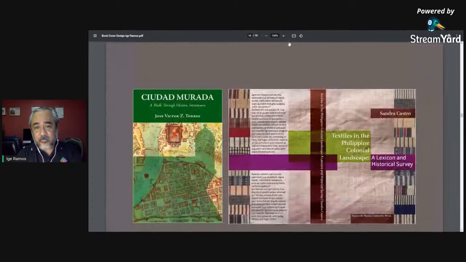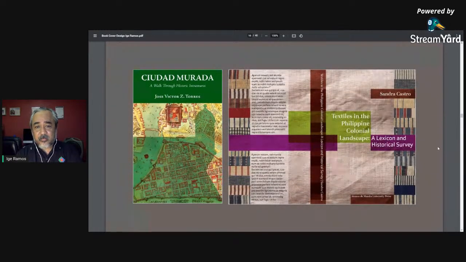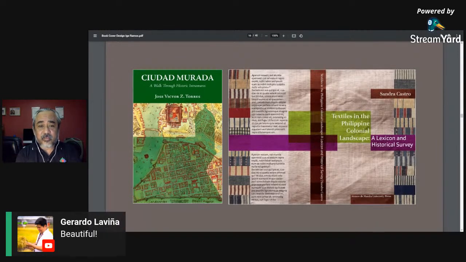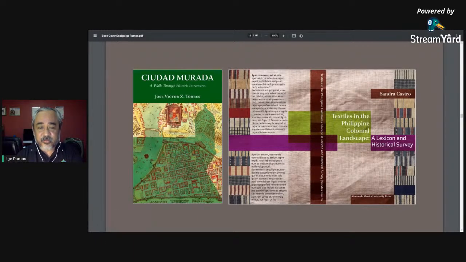Then this other book is by Sandra Castro. I designed her first book years ago, in the late 80s. She specializes in Philippine textiles. It's called Nipis, for Intramuros Administration, IA, and years later she's now based in America. Sandra Castro wrote a book on textile in the Philippines: colonial landscape, a lexicon and historical survey.